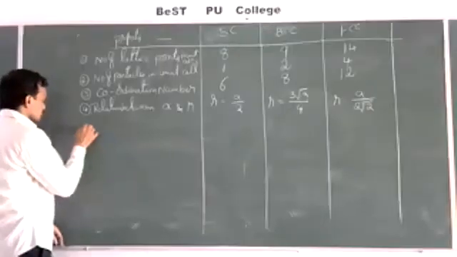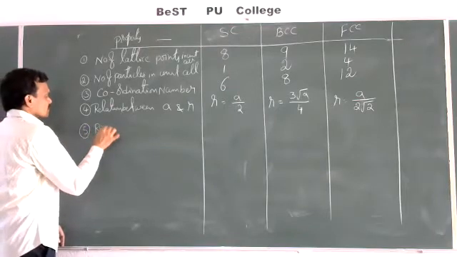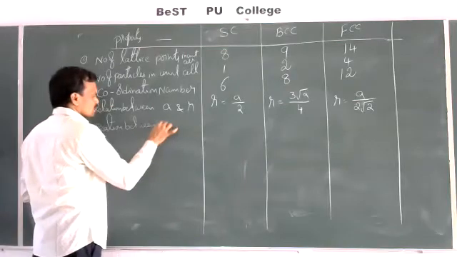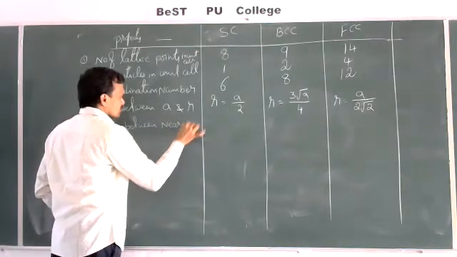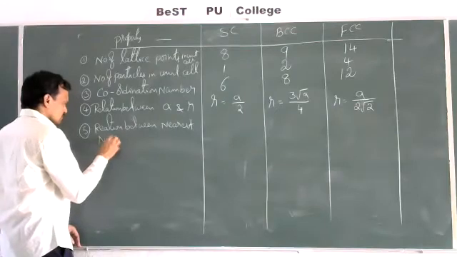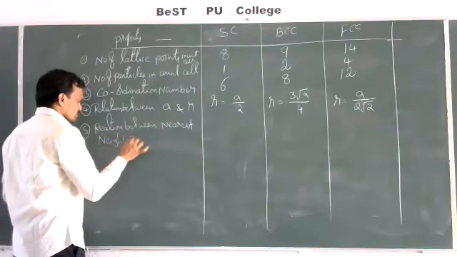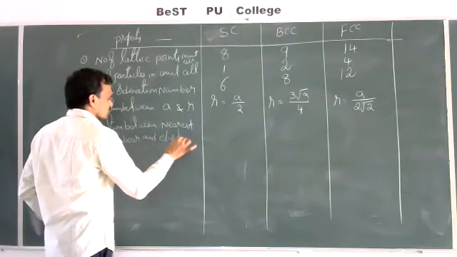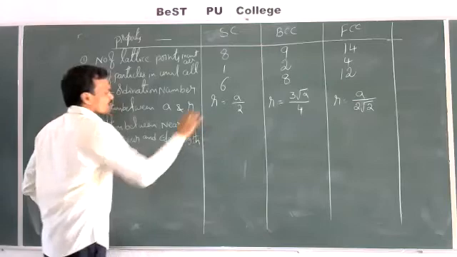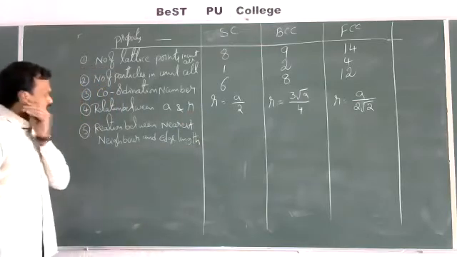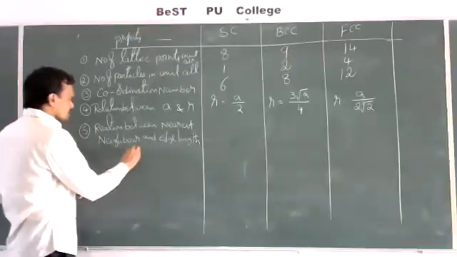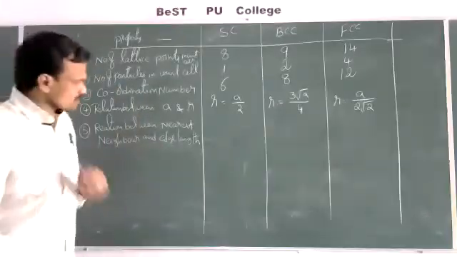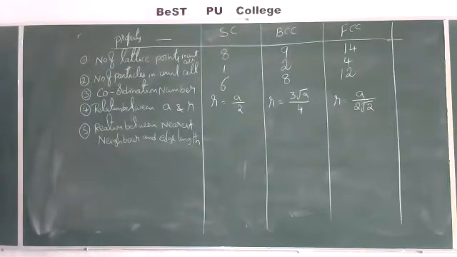Next, one more. Relation between nearest neighbors and edge length. The nearest neighbor distance is represented by the symbol d, and edge length is a. So what is this nearest neighbor distance? Still now we didn't discuss that. Just here I'll tell you.